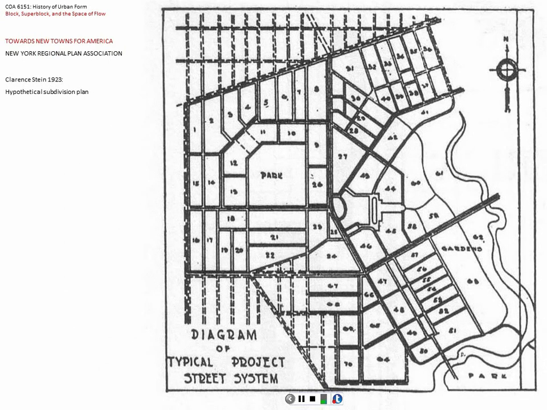Right? This is Clarence Stein's plan in 1923 for a hypothetical subdivision plan. It doesn't have a name. That was actually what it was called, hypothetical subdivision plan. And in the United States, at least in the United States, this was every bit as influential as CIM.